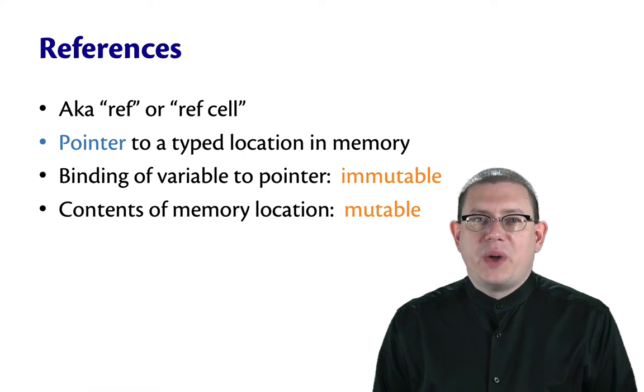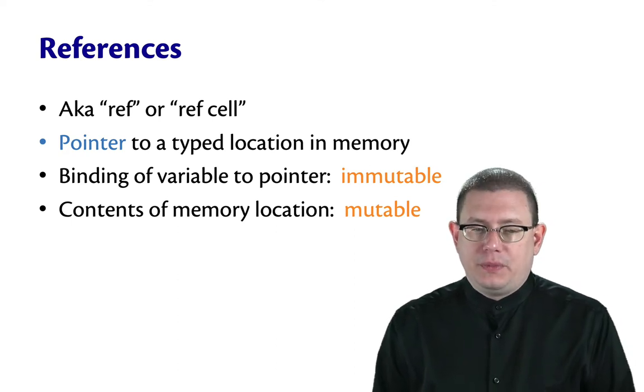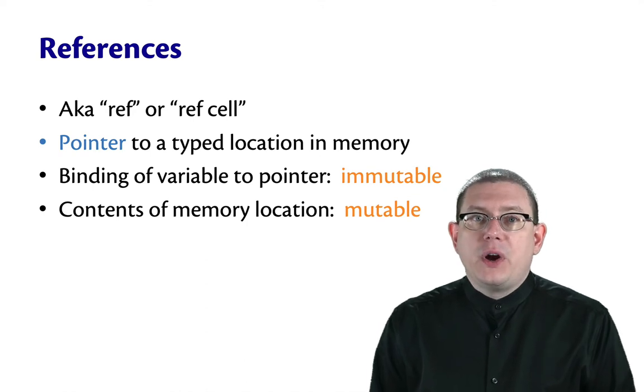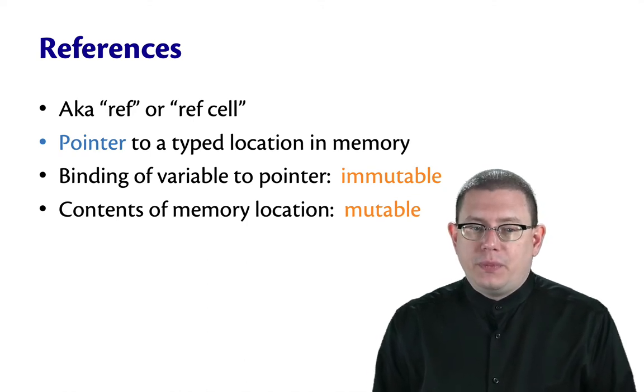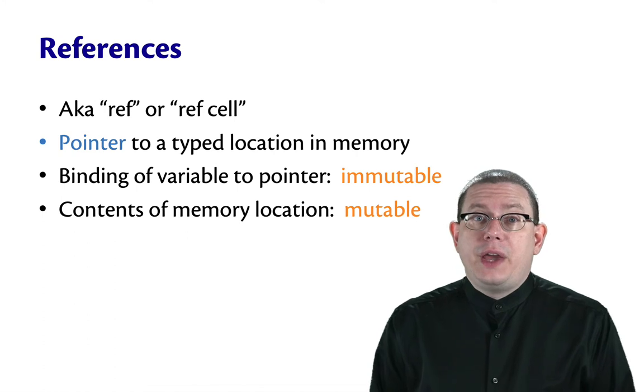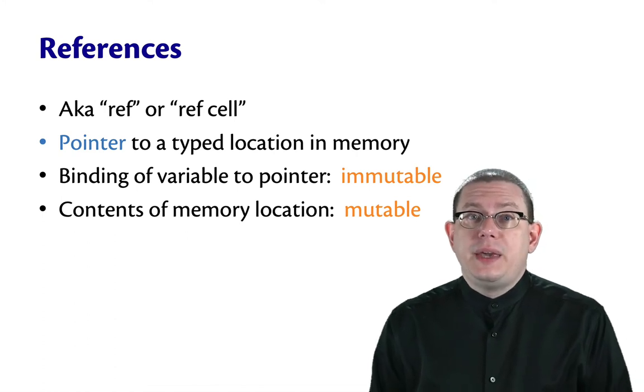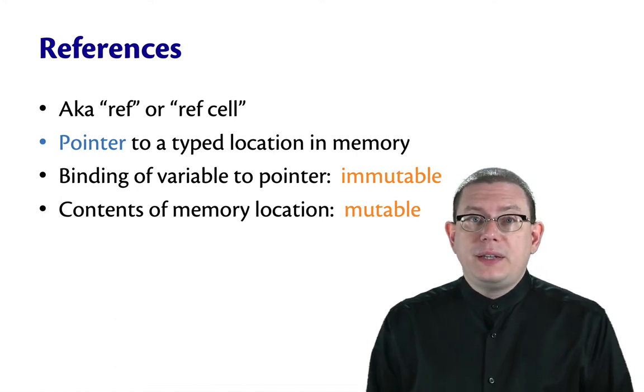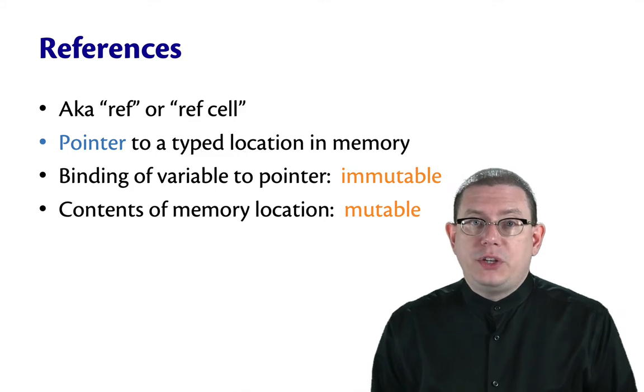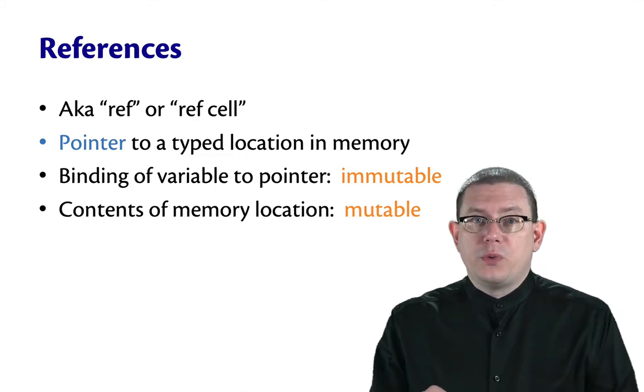A reference in OCaml is a pointer to a typed location in memory. Sometimes these are called just refs for short, or a ref cell. Now we start getting mutability. The binding of a variable name to a pointer is still going to be immutable, but the contents of the memory location that is pointed to are mutable with references.